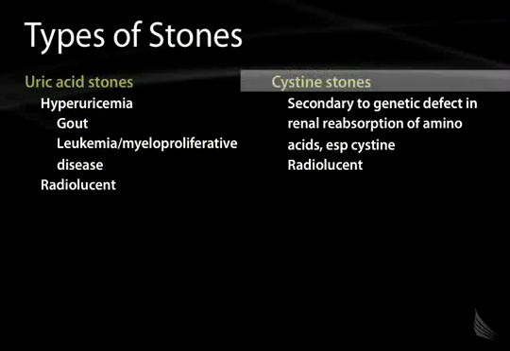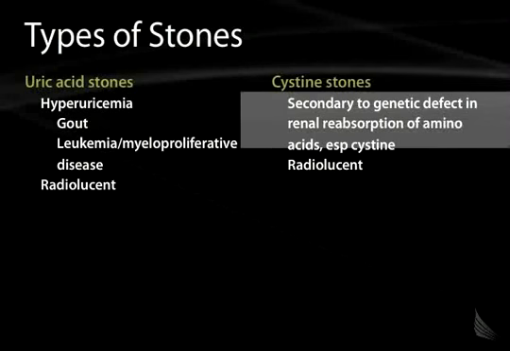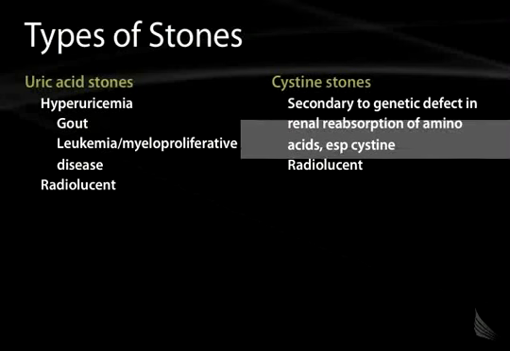You also see cystine stones in a disease which we already talked about, which is cystinuria, where you have a genetic defect in renal reabsorption of cystine. And this leads to crystallization of the cystine and formation of stones, which again are radiolucent. And this ends the section on miscellaneous diseases of the kidney, including infections, vascular diseases.